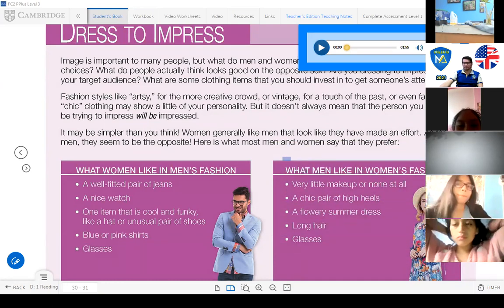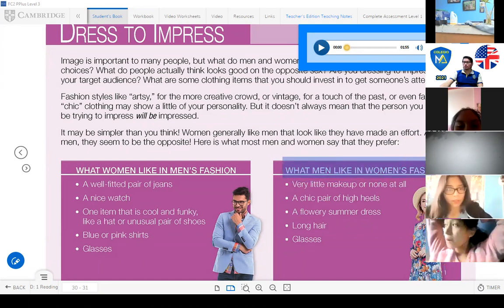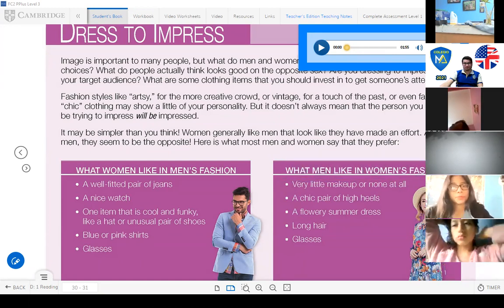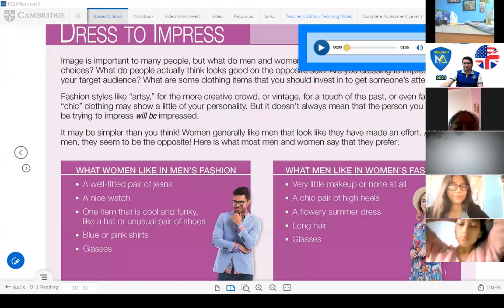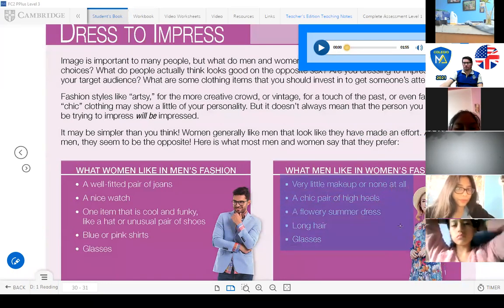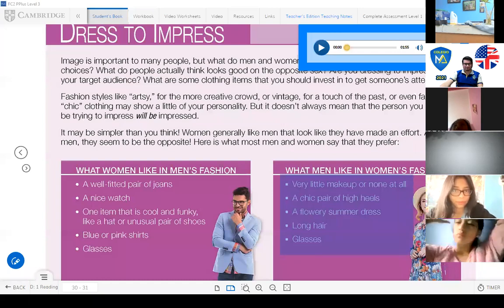Now we have here another point of view. It says, what men like in women's fashion. Ok, vamos a ver si es cierto o no. What men like, lo que le gusta a los men acerca de the clothes or the women's fashion. Please, Camila, you're gonna listen or you're gonna read this part, okay?